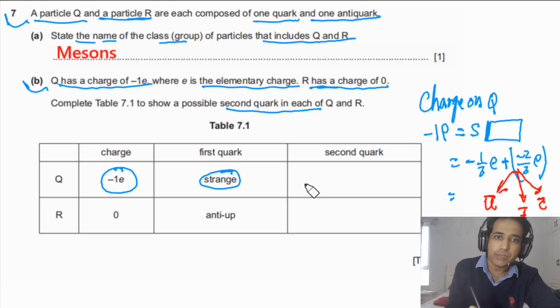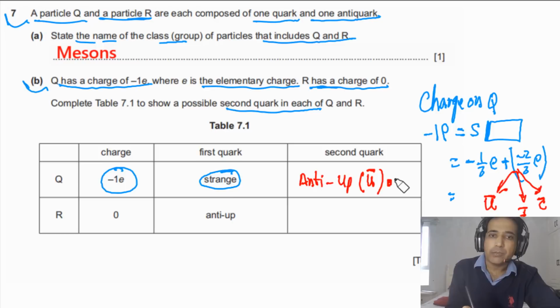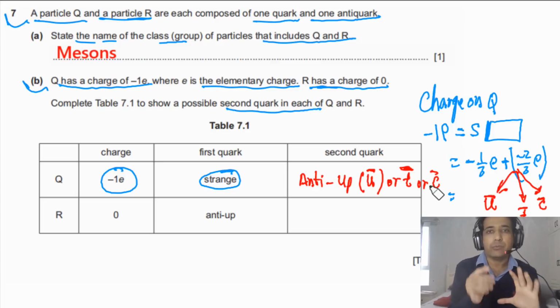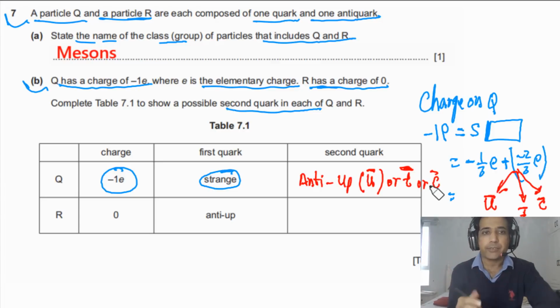So you can say, for example, this is an anti-up quark. You can also use the symbols, or you can say this is an anti-top quark, or an anti-charm quark. Any of them you write down, your answer is correct.